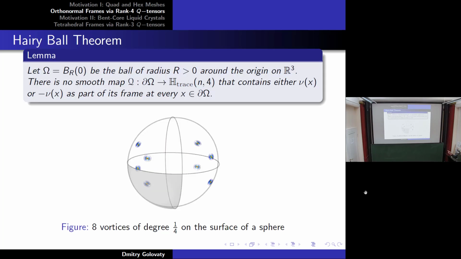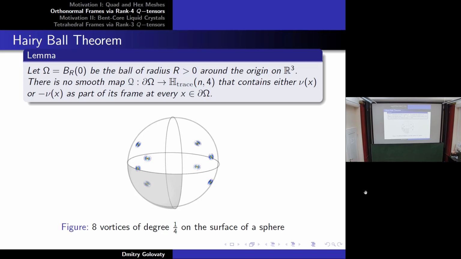Now, when you do this in 3D, for example, you have a normal vector, which is a part of the orthonormal frame. The orthonormal frame consists of three vectors. So if one vector is perpendicular to the boundary, and let's think about the ball in this case, the other two vectors are parallel to the boundary.